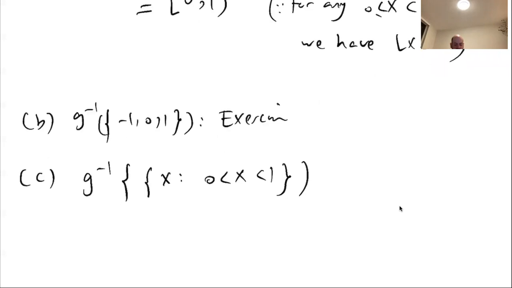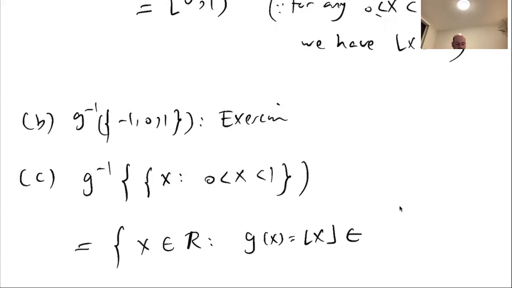Again, according to the definition of g inverse of a set, this means all elements x in R such that g of x, which is floor of x, belongs to this set. All the inputs whose outputs belong to this set. This set means the open interval 0 to 1. So which inputs have their outputs belong to this set?